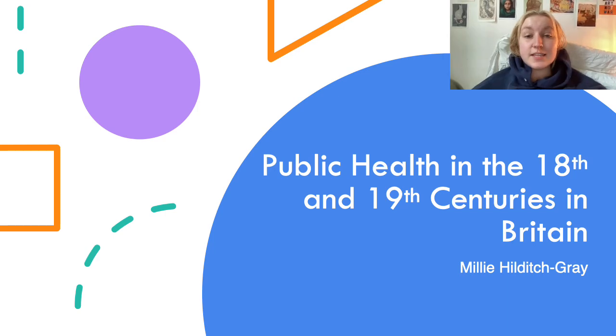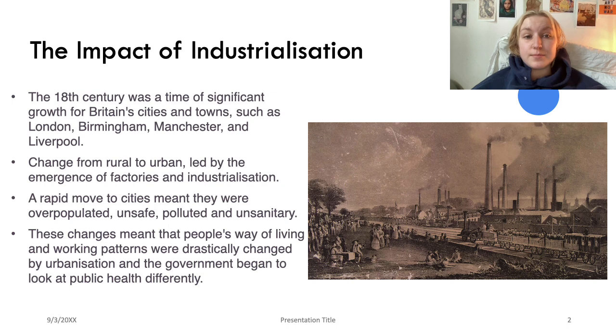Public health in the 18th and 19th centuries in Britain. The 18th century in Britain was a period of significant urban development, with the growth of cities and towns and the expansion of industry and trade. This period also saw the emergence of more public health improvements due to concerns by the government and public, brought about through rapid urbanization and industrialization, which caused a large health strain and increased diseases and problems.